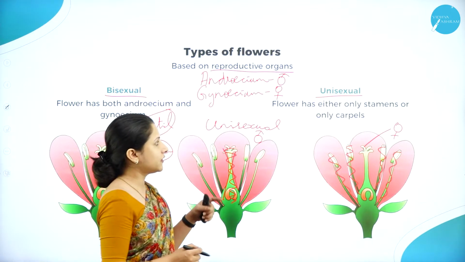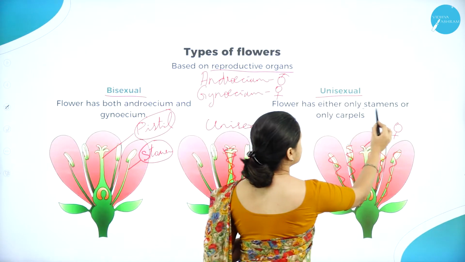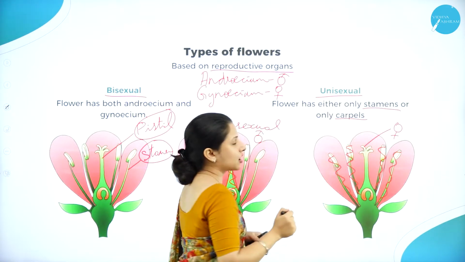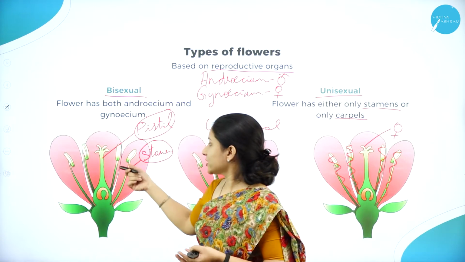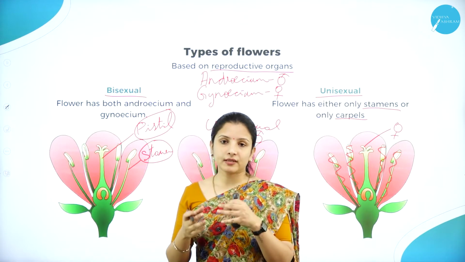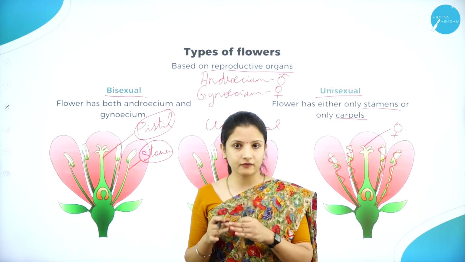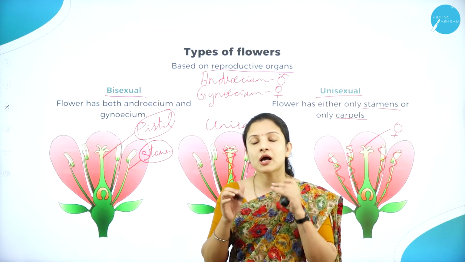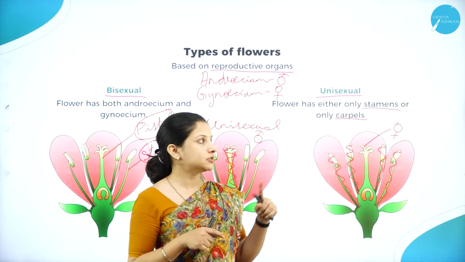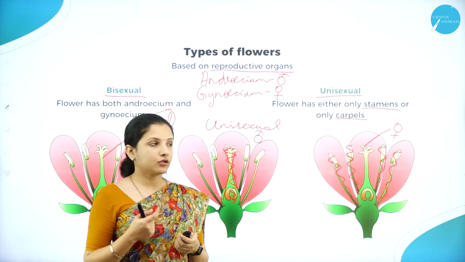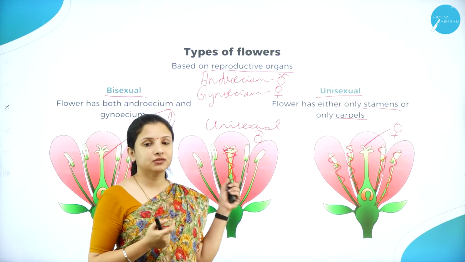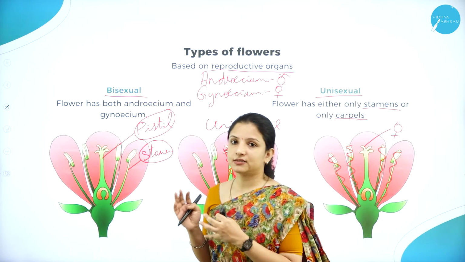So unisexual flowers have either only stamen or only the carpel. Like the bisexual flower, both the carpel and the stamen will not be present in one flower itself. Either only the stamen will be present, or only the pistil or the carpel will be present. So this is about the unisexual and the bisexual flowers.